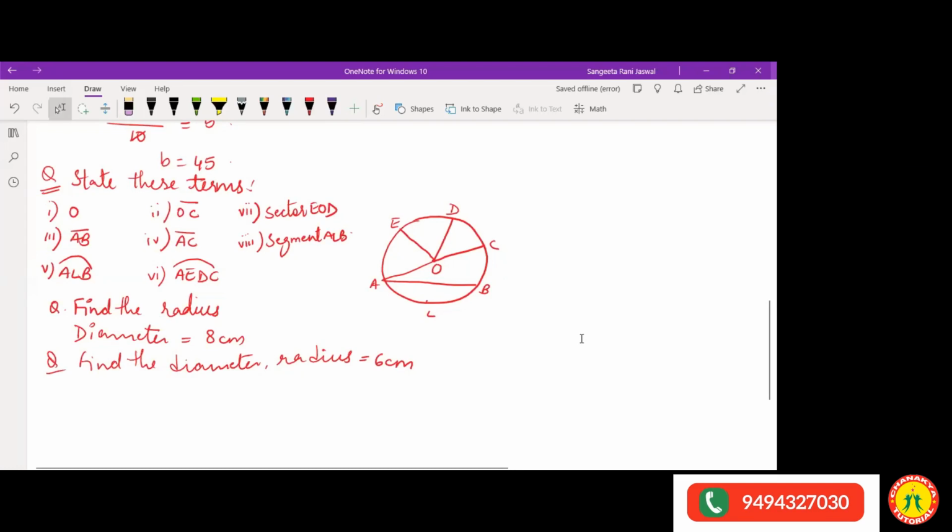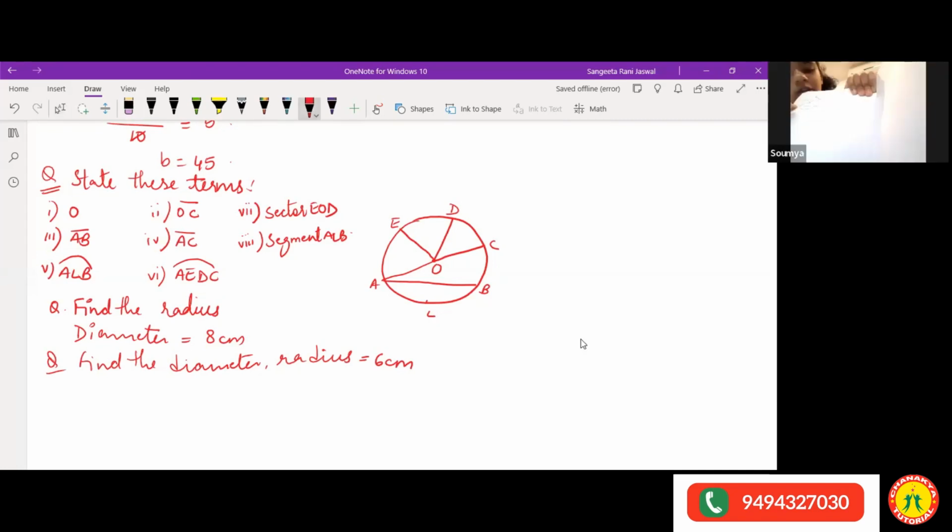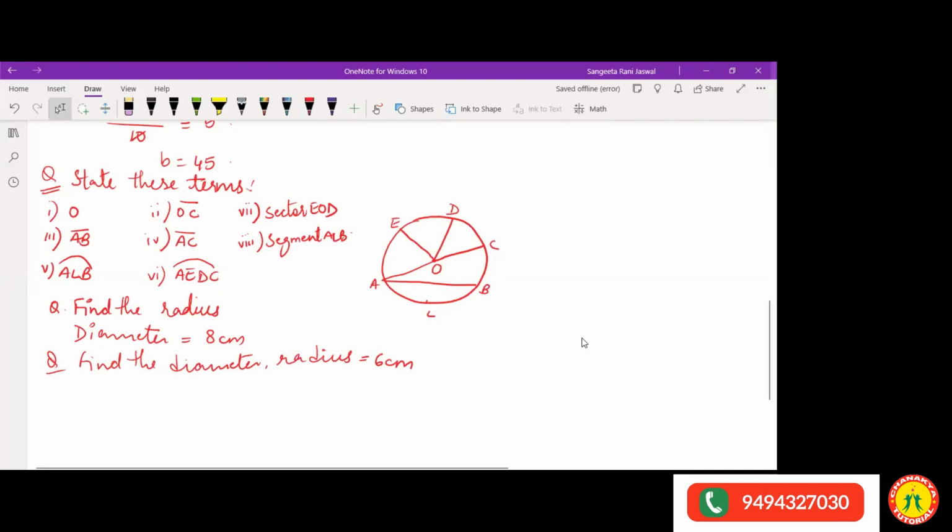Okay, Soumya, where is segment ALB? Show me in your figure. Here. Okay, please shade the segment part. Yes, that's right. And shade it. Very good, Advika. I've seen yours. Shade that part. This is the segment, right? ALB. This is the sector. Good.